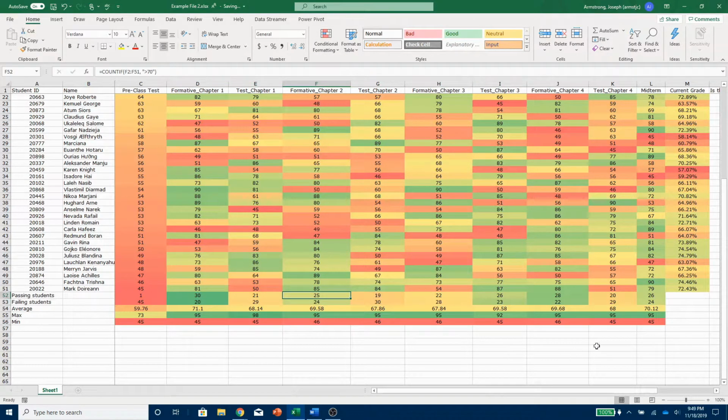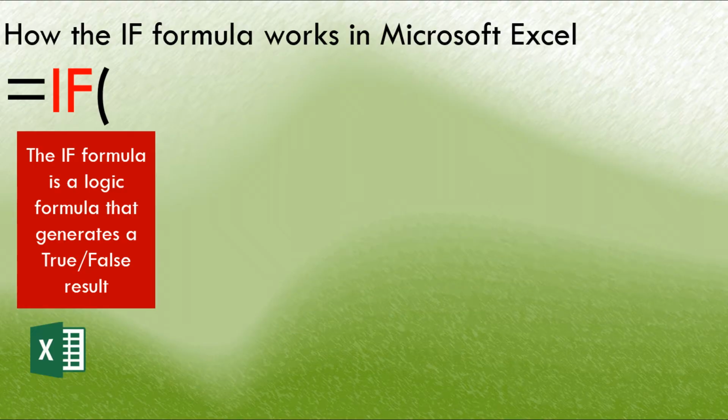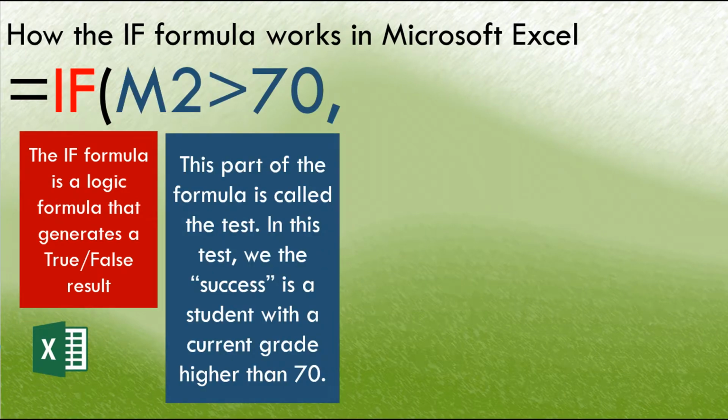For this next formula, we will be trying to identify the problem students through the if formula. The if formula is a three-component formula that runs a test based off a formula specified within the if formula. In this example, the test is if the student has a current grade above 70%.